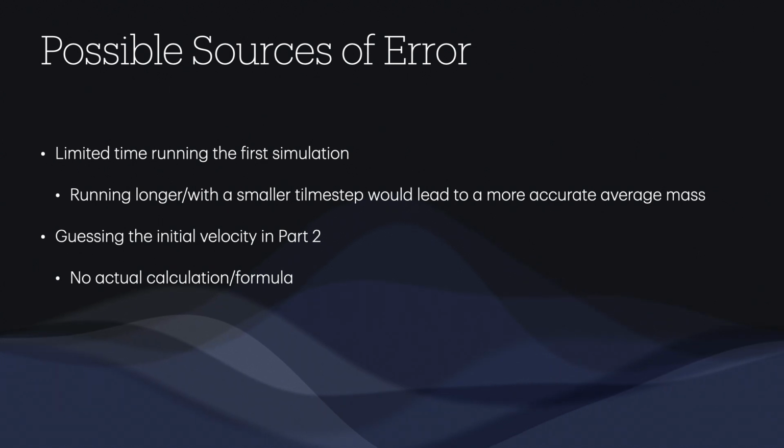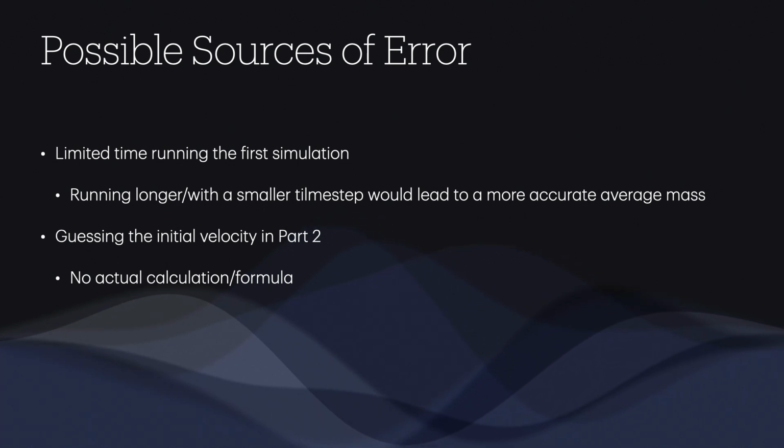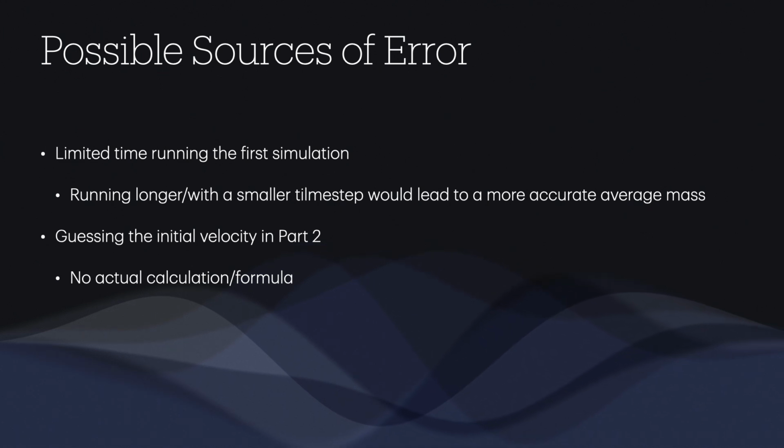Possible sources of error: limited time running the first simulation. Running it for a longer period of time and with a smaller time step would lead to a more accurate average mass. And the guessing initial velocity in part 2 also could lead to some error since we didn't use an actual calculation or formula.